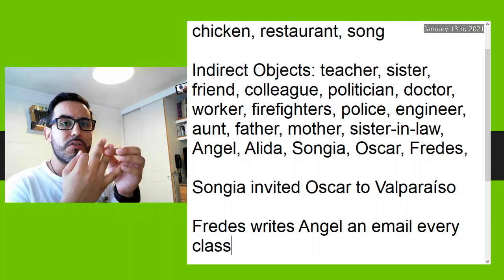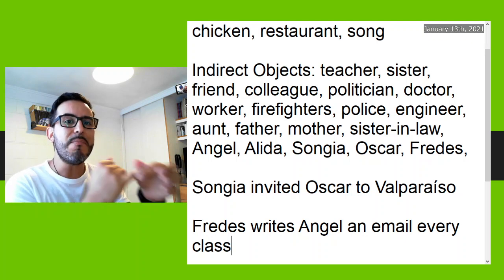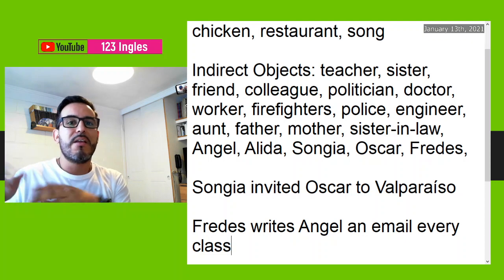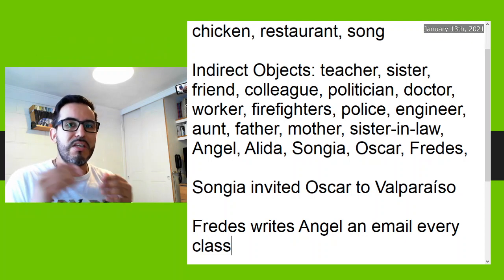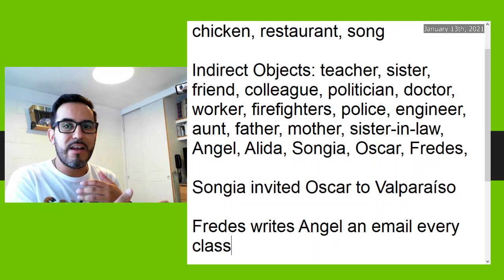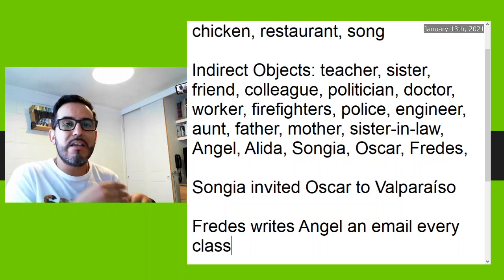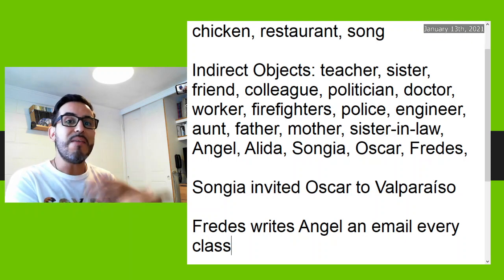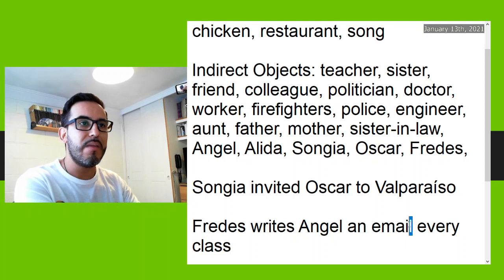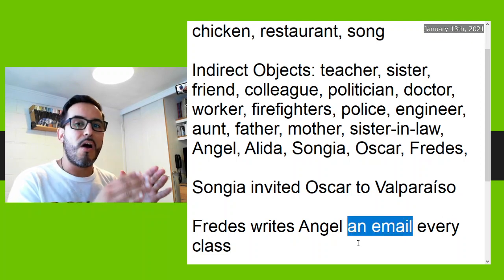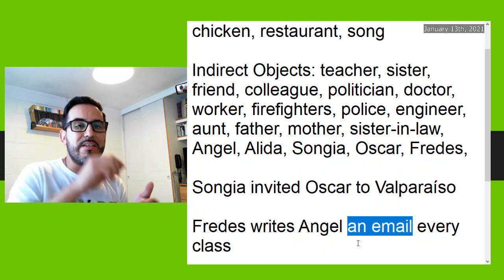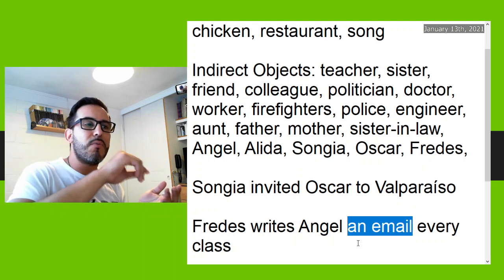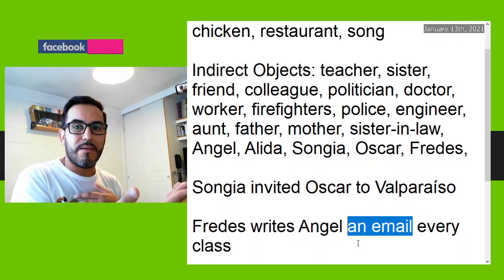And Fredes also writes an email. So an email is another object, okay? Fredes is the subject. Fredes performs the action, okay? She's the doer. Angel is the receiver. Angel is the indirect object, okay? And an email here, an email is the direct object. Yeah, the email is written by Fredes. Fredes writes an email. Fredes writes an email to Angel, okay?